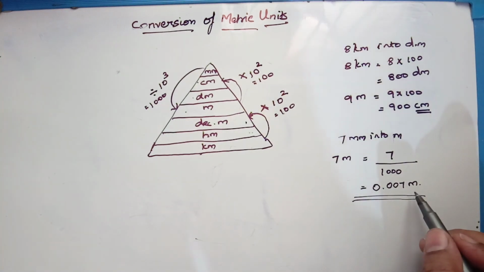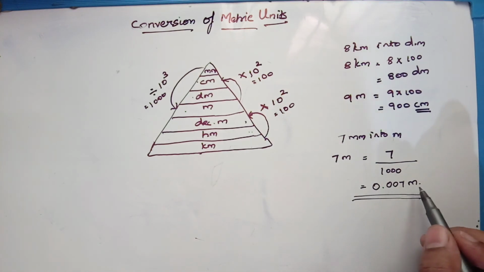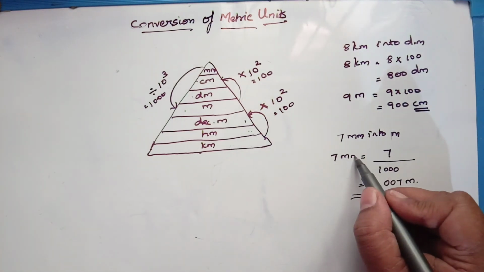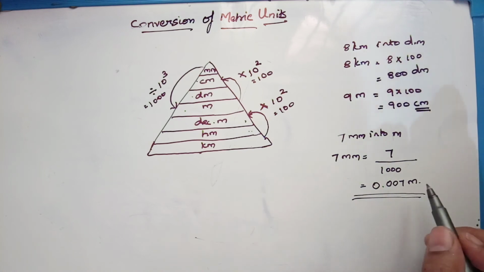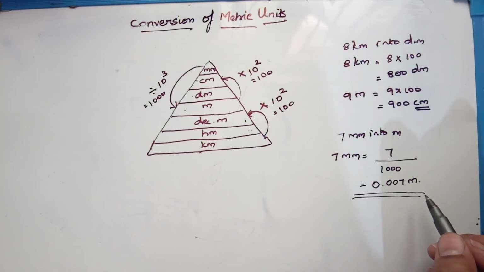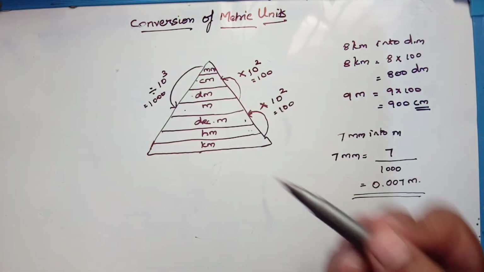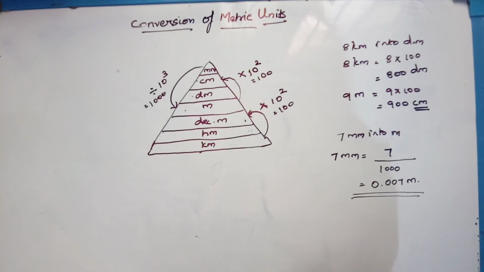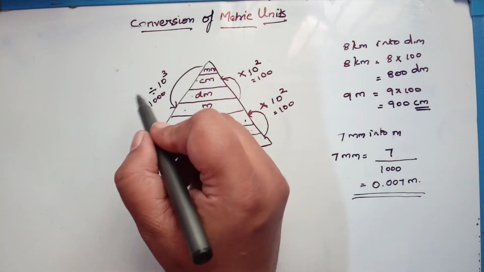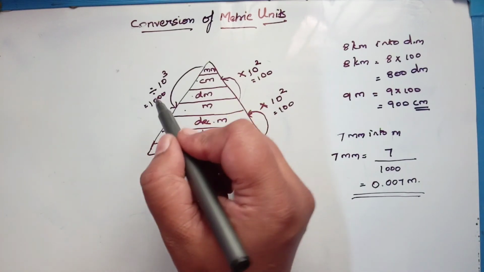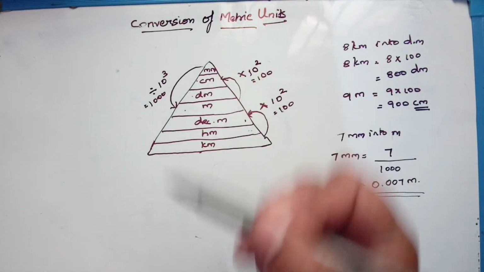In this example too, the units are very important. After converting, you have to put the units properly, or else you will not get the proper marks for this. When I climb down the steps, I have to divide. That is the main point: divide by the powers of 10.